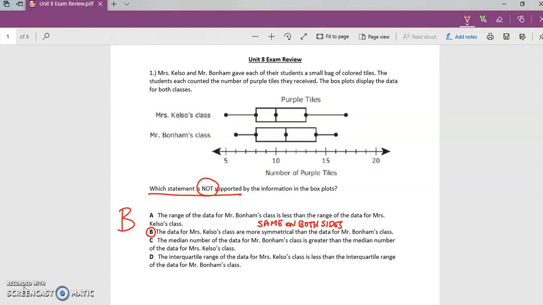But then when you look at Mr. Bonham's class, the lines are exactly the same. The box is perfectly in the middle, and the box is perfectly even with the median separating it into 2. So the data would actually be more symmetrical for Mr. Bonham. That's why Mrs. Kelso's class is not as symmetrical. So that would be my only false answer. Letter B is my choice.